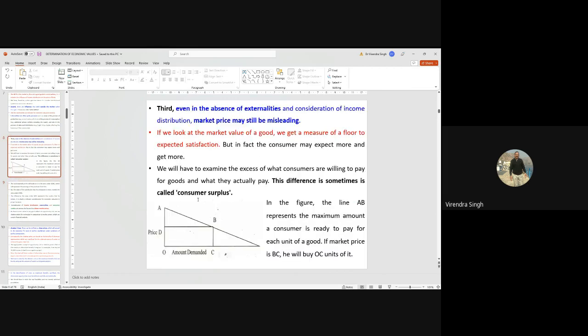Is it agreeable to you? Is the pointer of my mouse visible to you on your screen? Hello? Yeah, is it visible to you? It is visible. Okay. Please turn off your mic.